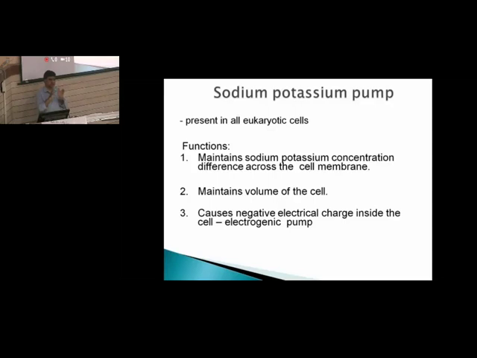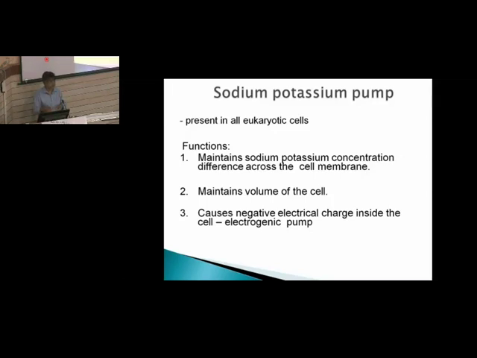How? Once this pump operates, it throws out 3 positive ions and brings 2 inside. So every time this operates, the cell loses 1 positive ion. Is that clear? Because in exchange of 3 positive ions, only 2 are coming in. So every time this pump operates, the cell loses 1 positive charge. That helps in creating the negativity inside the cell.